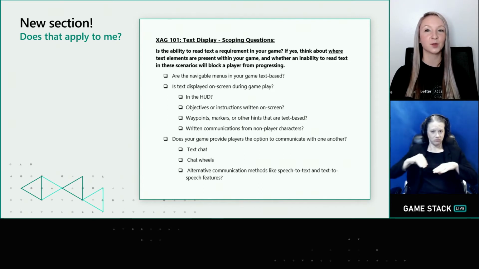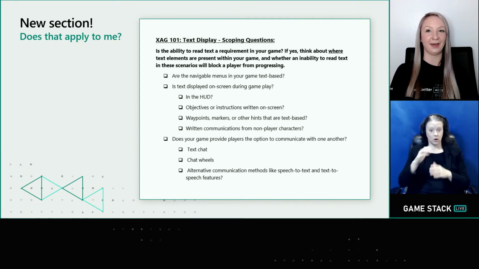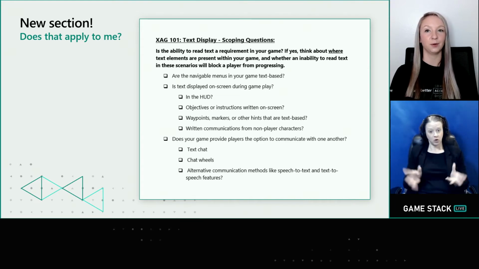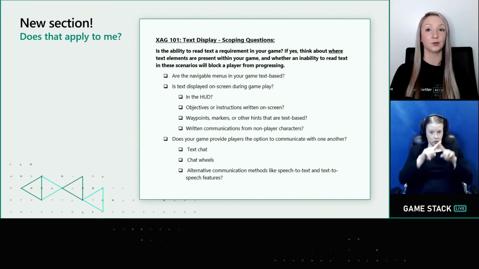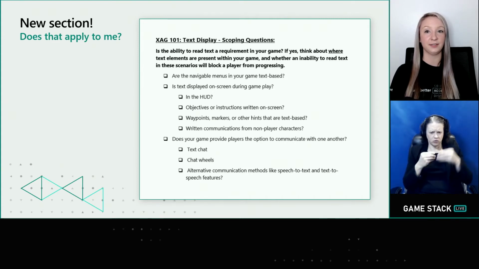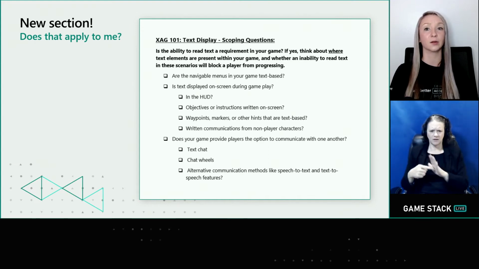So for example, the scoping questions for ZAG 101 text display, it first prompts developers to think about whether or not the ability to read text is a requirement in their game, which most of the time the answer to that is likely going to be a yes in some capacity. But then it prompts developers to determine whether or not their game contains specific elements that are heavily reliant on reading the text display, like needing to navigate text-based menus. It asks if there's text in the heads-up display specifically, and it prompts developers to review how their game portrays communication from non-player characters or from other players in the game.